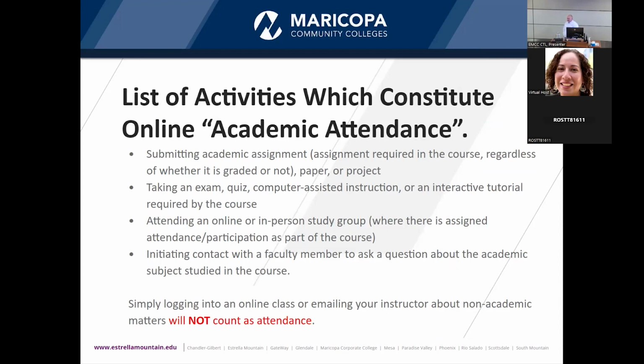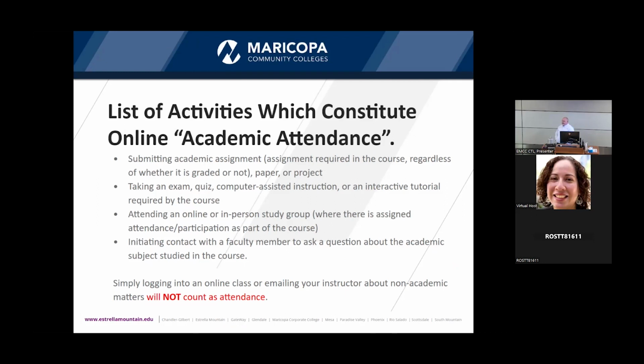So from an online perspective, what constitutes online academic attendance? When you're looking at these bullet points, the first 3 really are syllabus driven and learning management system driven. So in Canvas, there can be an academic assignment, they can take an exam, they can attend online and do a study group, whatever that is within Canvas.